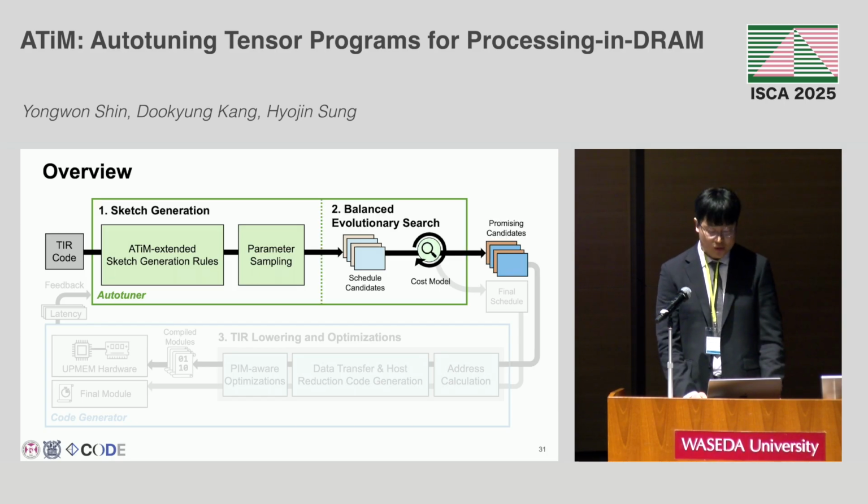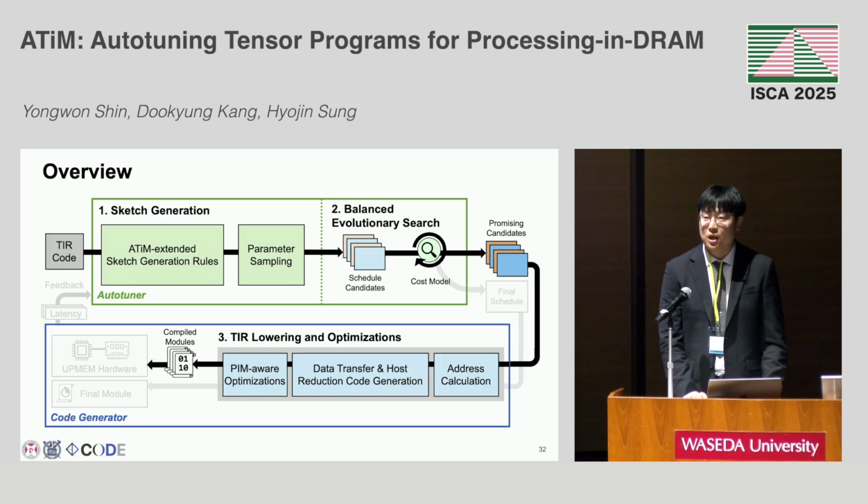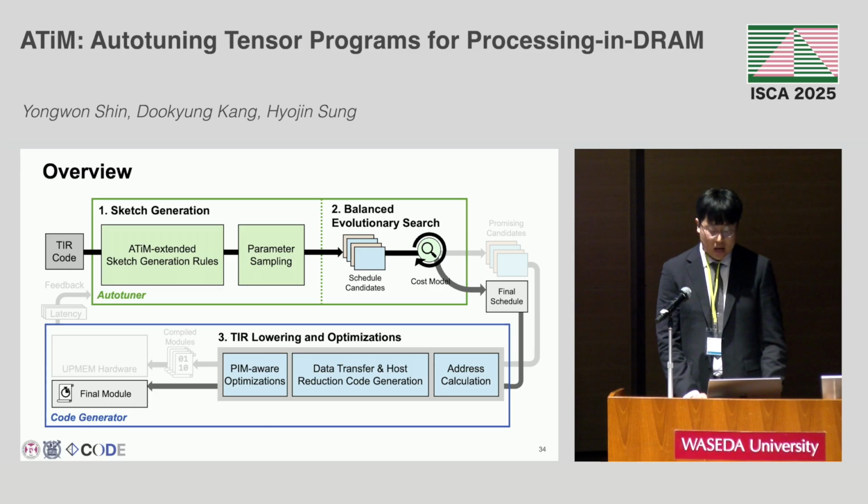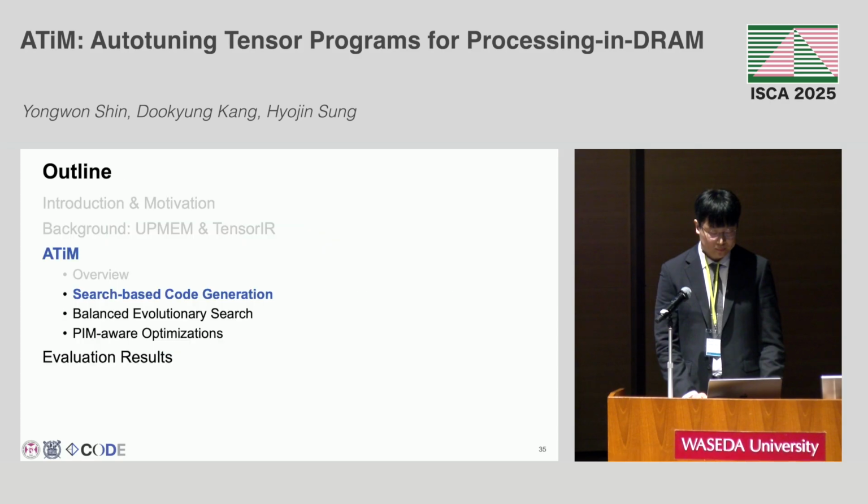Second, balanced evolutionary search uses TVM's cost model to pick the best schedules. We also fix the candidate imbalance problem for efficient search on UPMEM. Next, promising schedules are lowered and optimized for UPMEM. The compiled modules are run on UPMEM, and measured latency is fed back to update the cost model. Finally, after tuning, the best module is lowered and optimized again to generate the final binary.